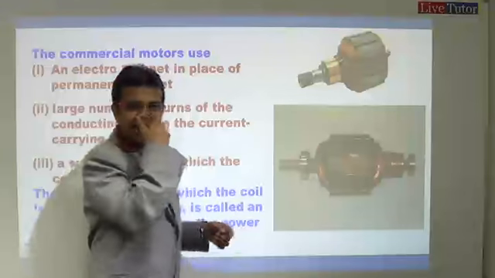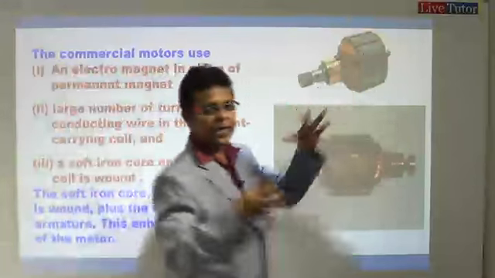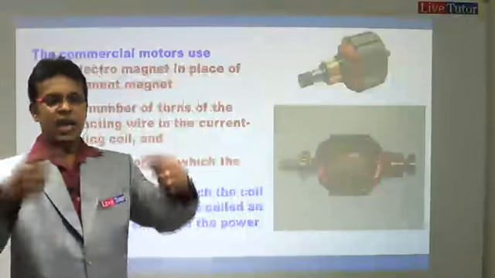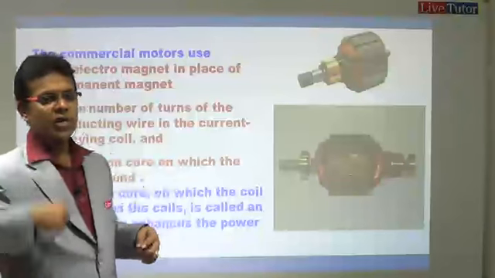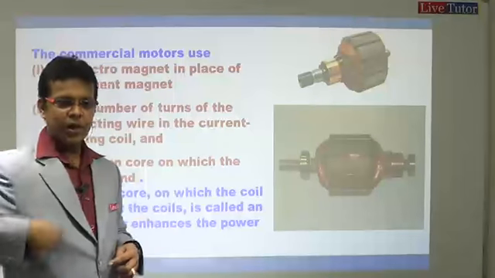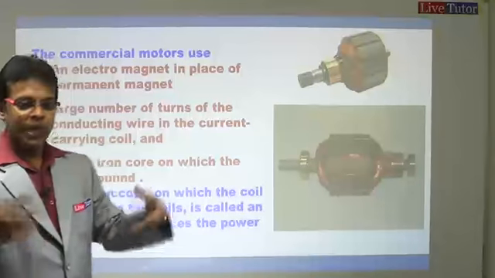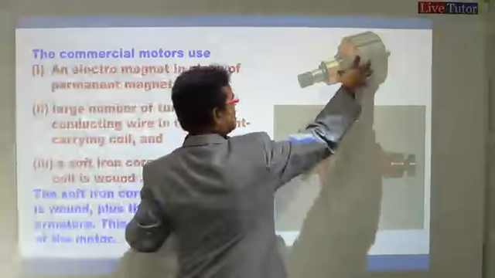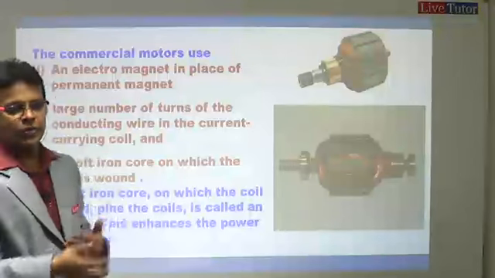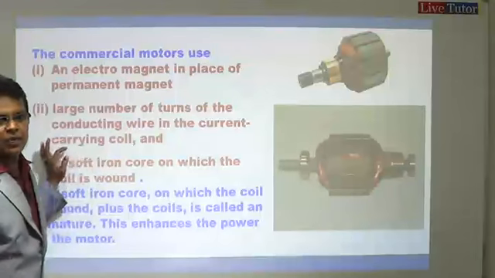But where is the magnetic field? This armature will be kept inside a circular iron core. That iron core will also have so many coils. And when current is flowing through that coil, it will become a magnet. That is called an electromagnet. So inside that electromagnet, this armature will be kept, so that it will experience the force. Instead of a permanent magnet, they will use an electromagnet.